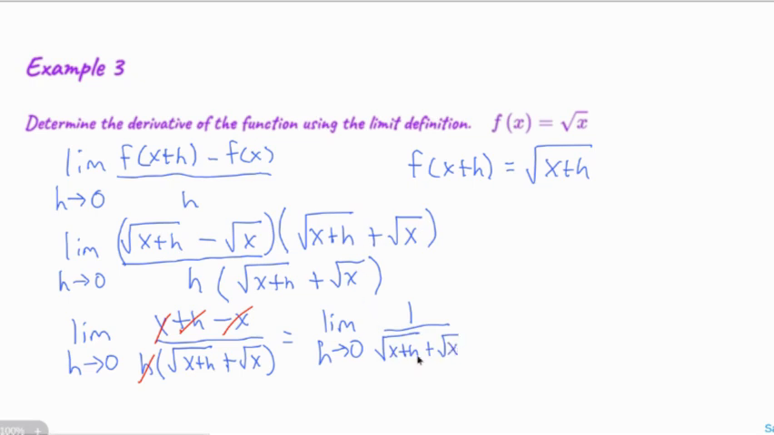Now, when we plug in h equals 0, we get square root of x plus square root of x right here. And then that's just something plus itself. Well, when we have something plus itself, we multiply by 2. So our final answer is 1 over 2 square root of x. And so f prime of x is equal to 1 over 2 square root of x.